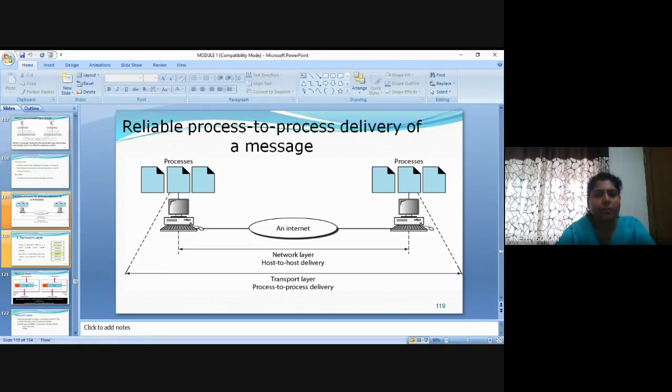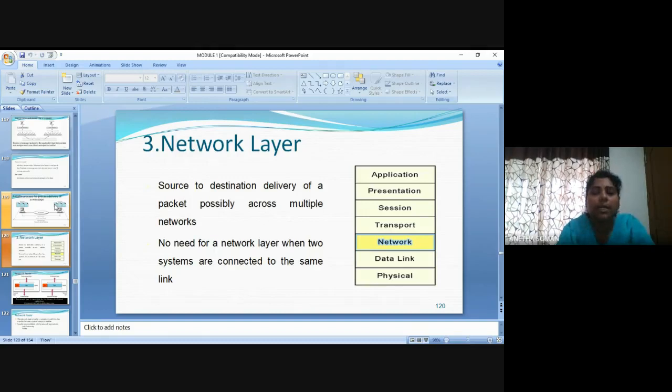Yes, okay. Now, we will move on to the next layer, the third layer, called the network layer. Now, what is the function of the network layer? The transport layer passes the data to the network layer. The network layer is responsible for the source to destination delivery of a packet, possibly across multiple networks.